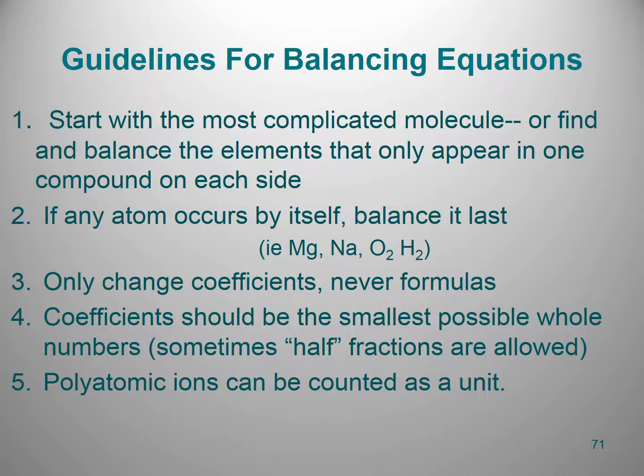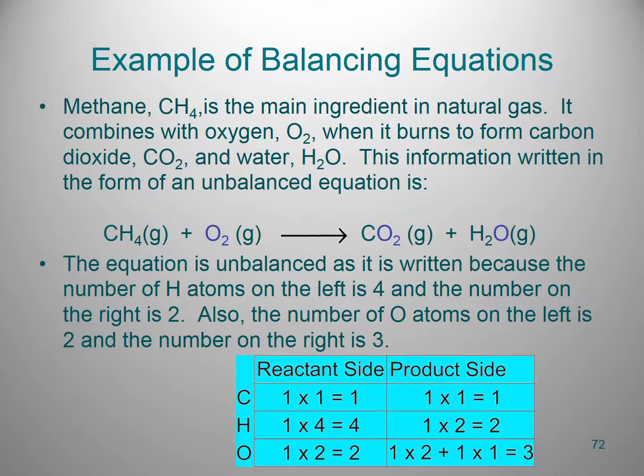So again, let's look at some examples. Methane. This is actually the one we looked at before, but let's look at it a little closer. If it helps you, especially at the beginning, make a little chart. Of course the arrow is your dividing line between reactants and products. So what I do is figure out how many of each element I have to start with. You can see here I've got 1 carbon, 1 times 4 or 4 hydrogen, and 1 times 2 or 2 oxygen on the left.